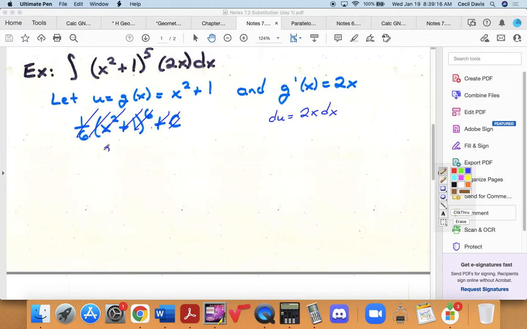So now I have the integral of u to the 5th times du. Right? u is equal to x squared plus 1, du is 2x dx. So the antiderivative of that is 1/6 u to the 6th plus c. And then, different books say different things. I say back substitute or unsubstitute, because it's kind of funny to say unsubstitute. Replace the u with x squared plus 1.